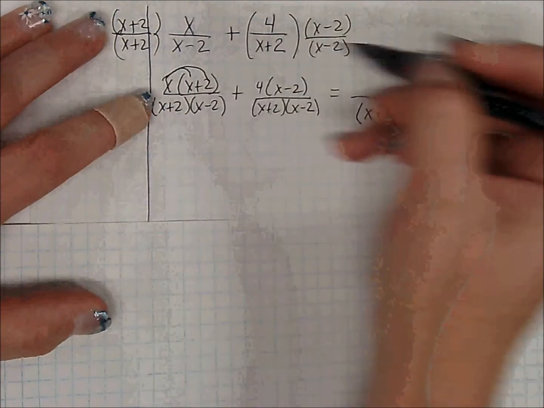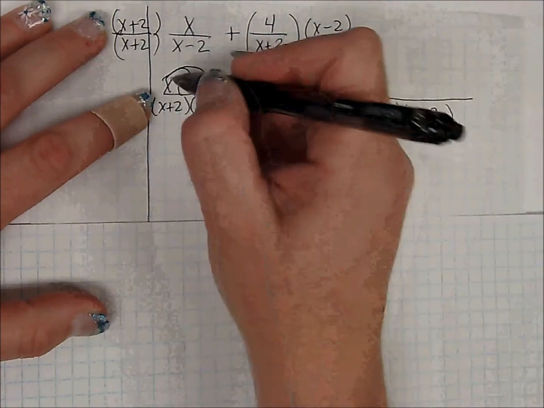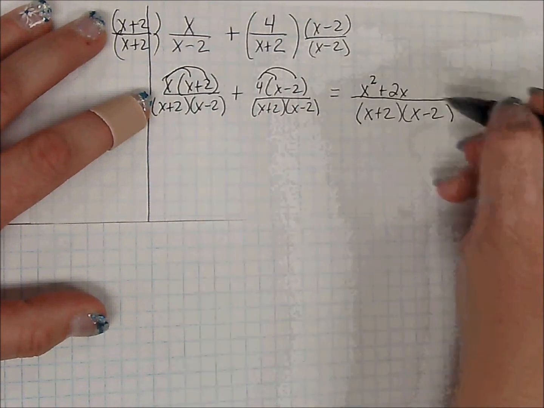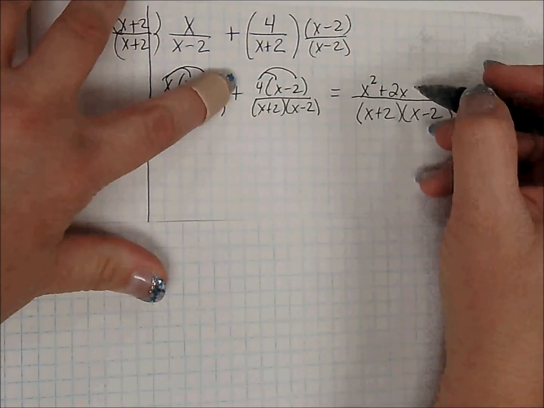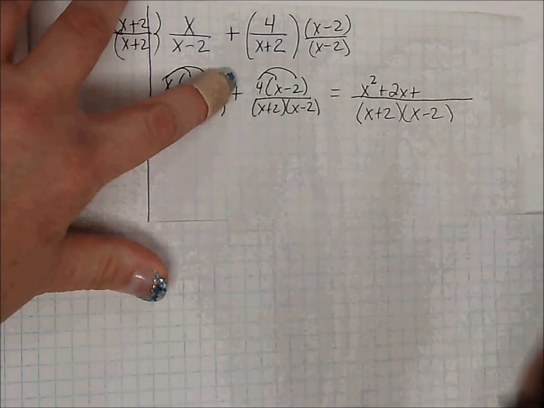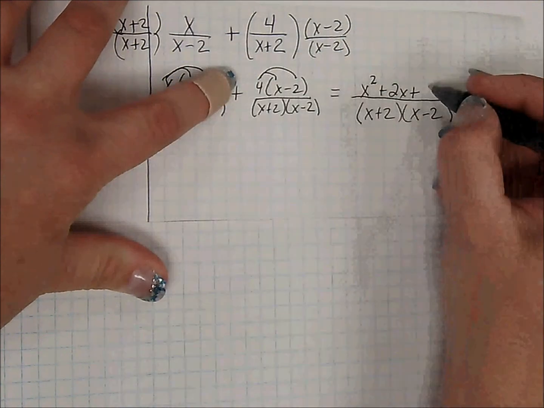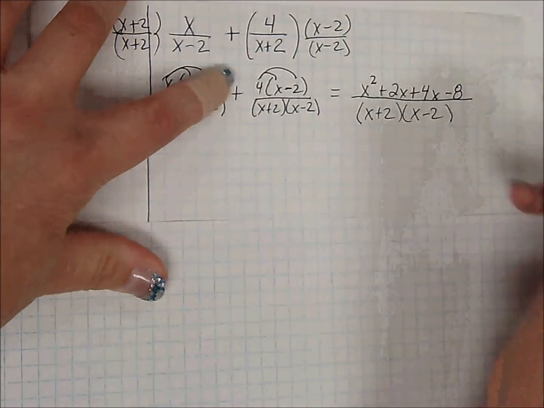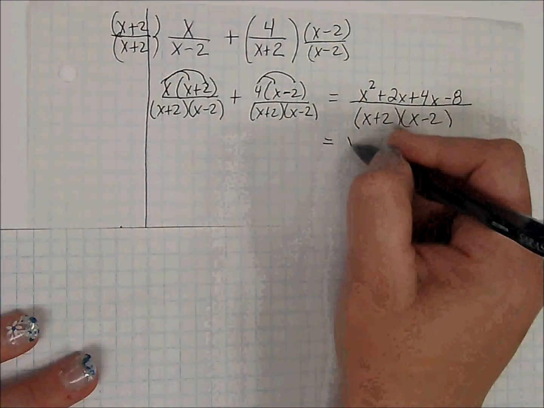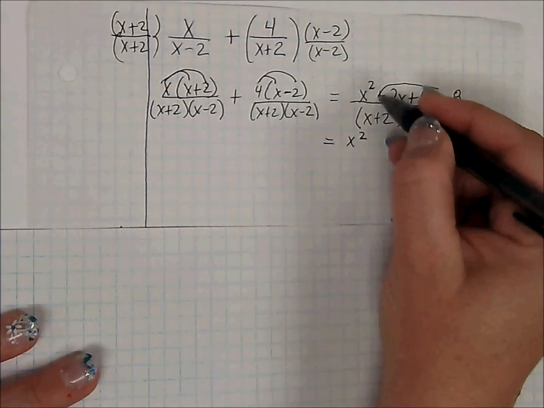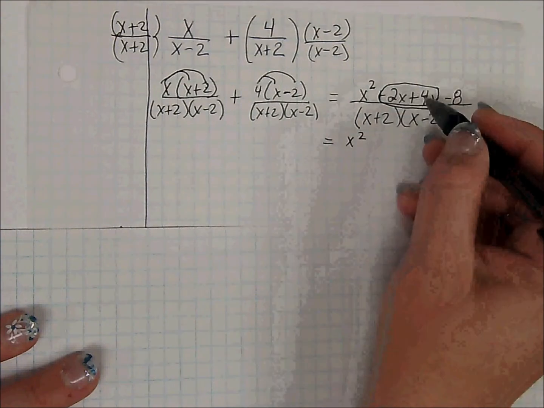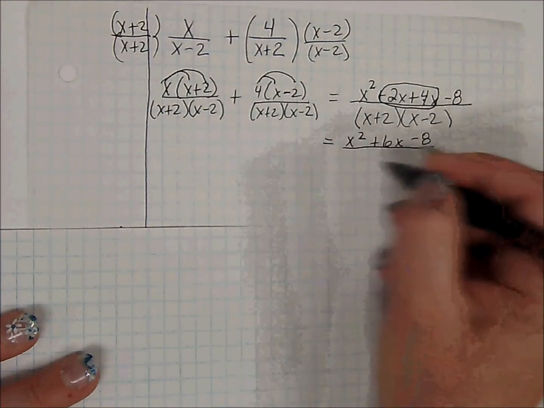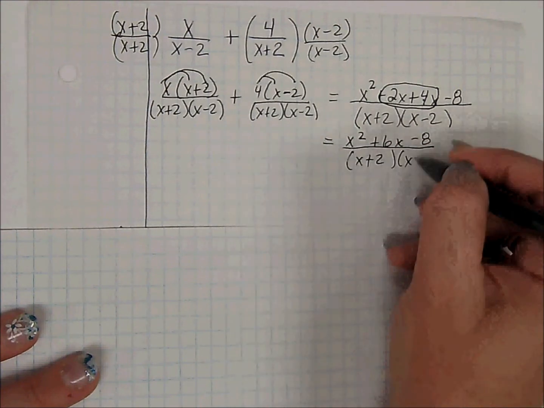Distribute. So x times x is x squared plus 2 times x. Over here, distribute. Plus, so it doesn't matter, there's no reason to worry about parentheses or anything else. That plus isn't going to change it. 4x minus 8. Clean that up. X squared. But here are two x's. Positive 2 and positive 4 gives me positive 6x minus 8. The bottom is x plus 2, x minus 2.